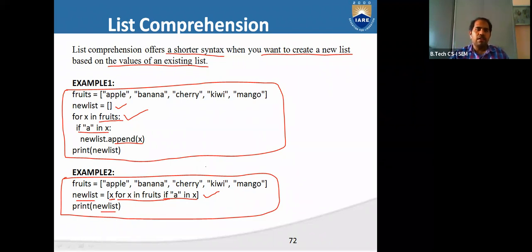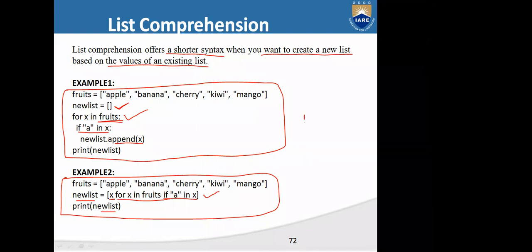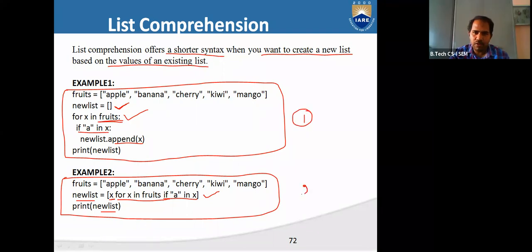So actually, this is the definition. List comprehension offers the shortest syntax when we want to create a new list based on values of an existing list. Here the existing list is fruits, and the new list is newlist. Based on this, you write the shortest form. So this is list comprehension. This is the most advantageous, because we reduce the number of lines.